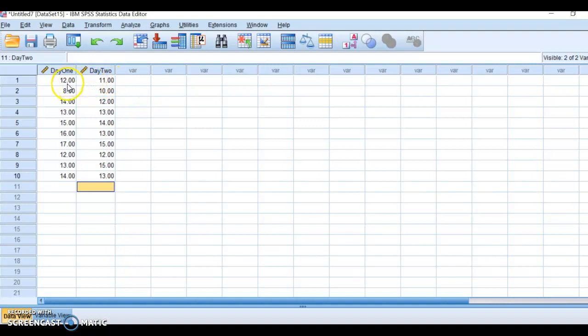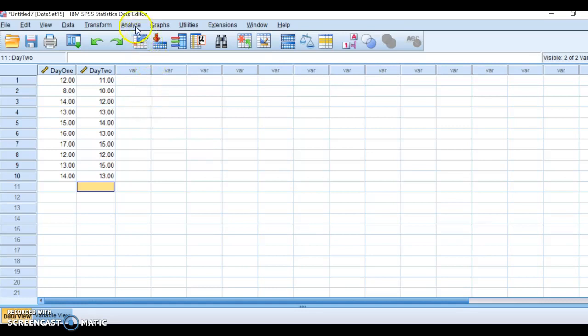I've got day 1, I got 12, day 2, I got 11, 8, 10, and so forth. So the numbers are not exactly the same, which has to do with measurement error. So not every time you measure somebody are you going to get the exact same number, but here we are trying to determine the reliability of our body composition test.